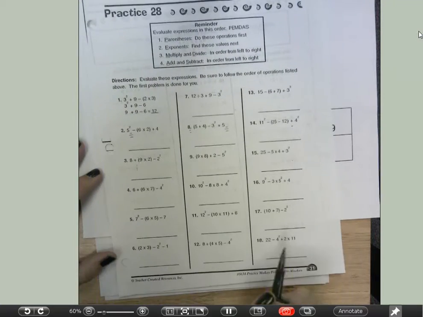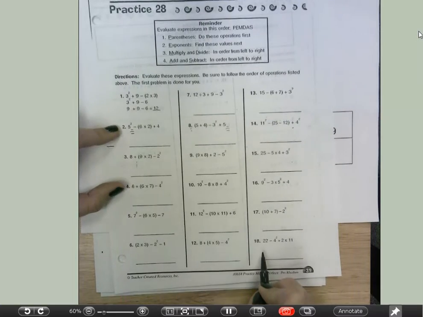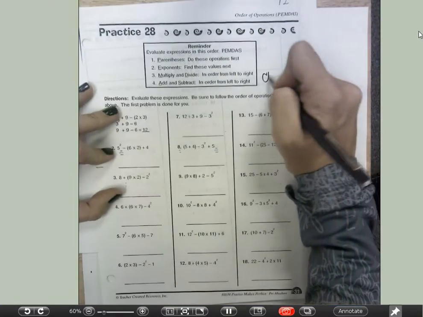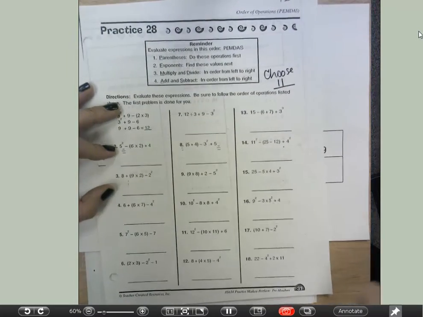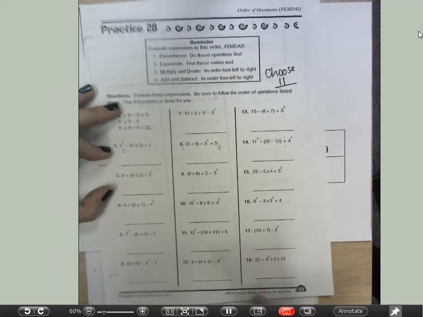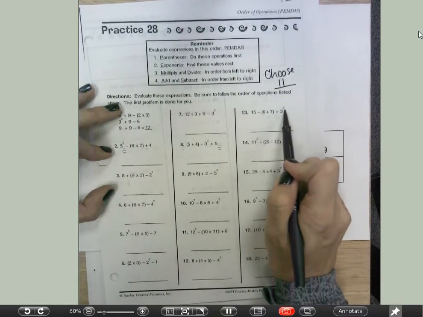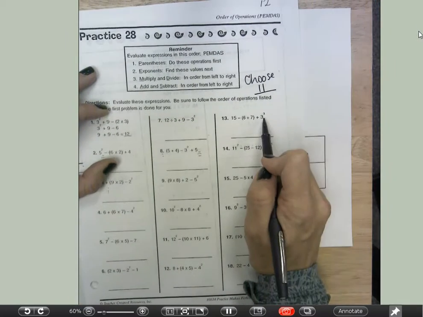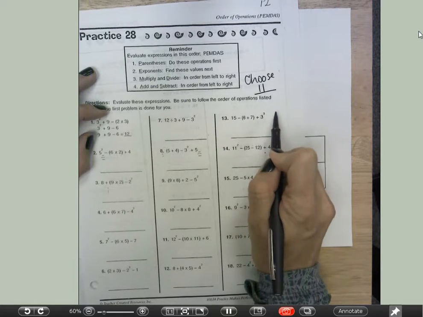So on this sheet, there's 1 problem done. And so there are 17 other problems. You are going to choose 11 problems, okay? Now, some of these, most of them have exponents. Actually, all of them, it looks like. Some of them are to the second power. Some of them are to the third power. So if I was doing one where I had 3 to the third power, remember, that's 3 times itself 3 times. 3 times 3 times 3.